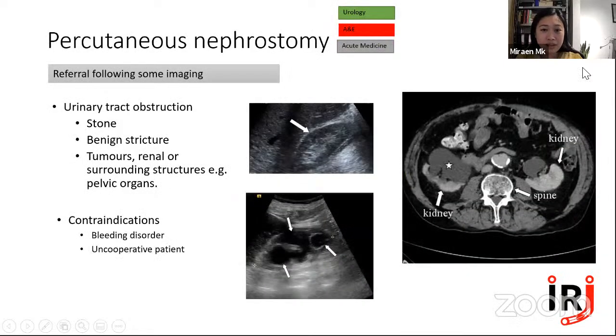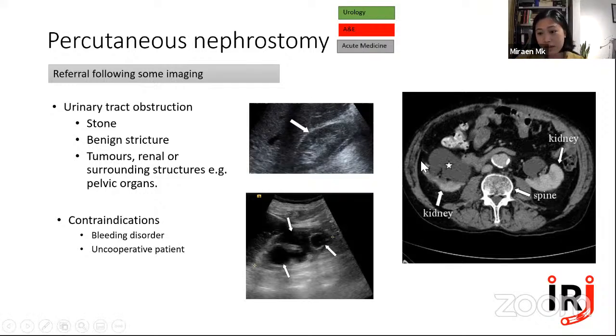Okay, moving on to the third one, nephrostomies. So urology, A&E as well. The main way that you get someone to put a nephrostomy in is after you've already done some imaging, and this could be ultrasound or CT. So you can see the ultrasound here. This is probably what a normal kidney would look like, and this is a kidney with some quite significant dilatation in the calyces, so probably suggestive of an obstruction somewhere.